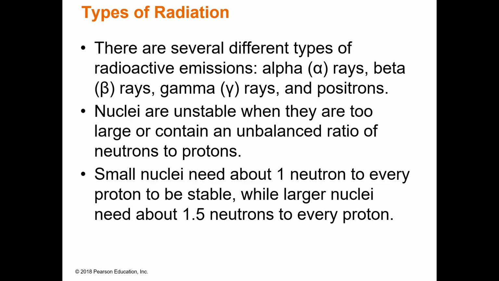NCLEX style review. Which type of radiation has the highest ionizing power but the lowest penetrating power? That would be alpha particles. We'll talk more about that in a minute.